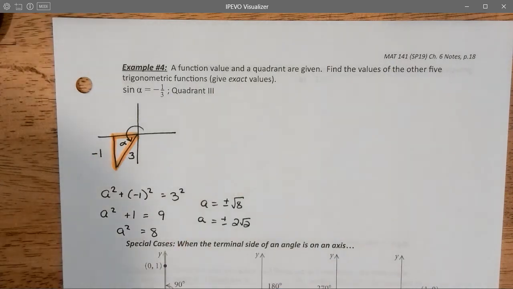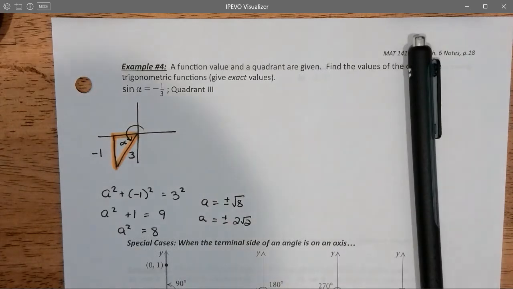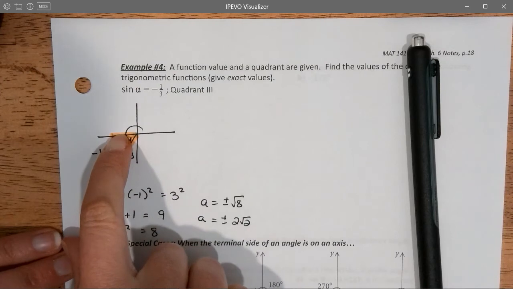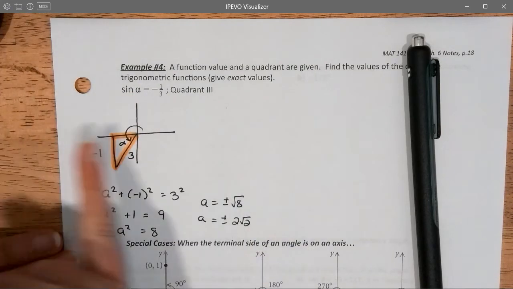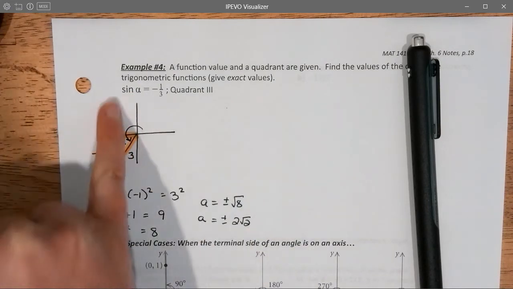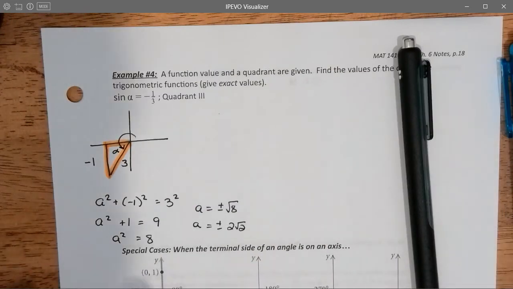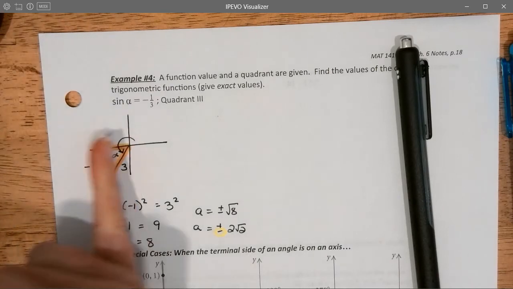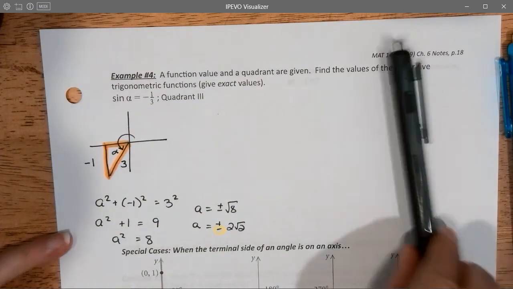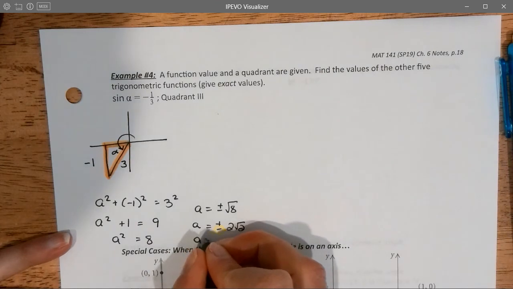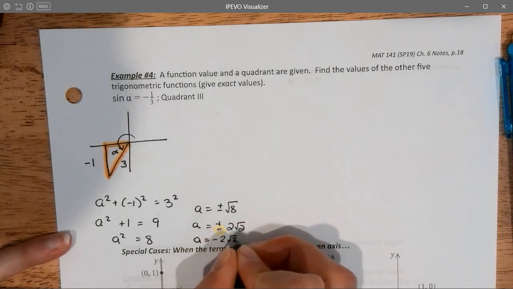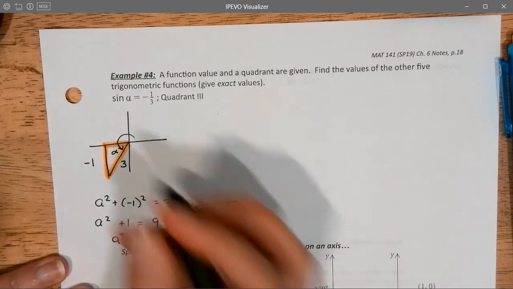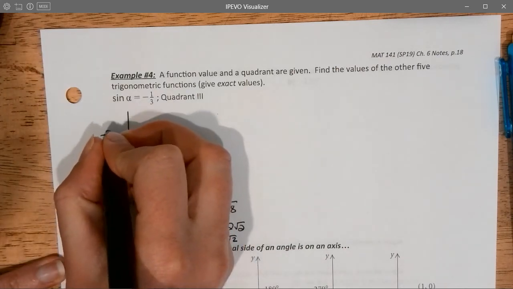Now, I have to select the appropriate sign for A. Because I am in quadrant 3, I'm on this side, and I know the x values are negative, so we're going to select the negative. A could not be positive on the left side of the x-axis. So our A value in this situation is negative 2 square root of 2. It's not both. I have to choose which one is appropriate based on the quadrant I'm in.